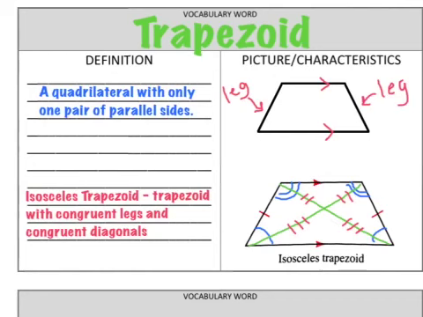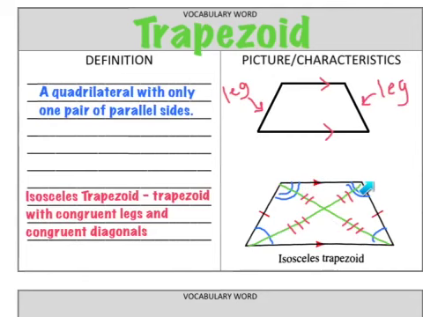A trapezoid is a quadrilateral, so it has 4 sides, and 2 of those sides must be parallel. The other 2 are not, and they don't have to be congruent, so they can be any length. Isosceles trapezoids, however, have congruent sides, congruent legs.